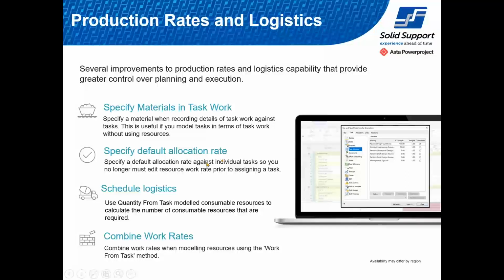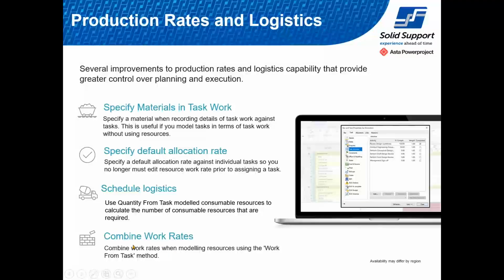Then we got a default allocation rate. So for permanent resources, instead of using their work rate, any number of resources you assign to a task, it will pick up the default allocation rate from the task. Then you got schedule logistics. So now from quantity from task model consumable resources, you can calculate the number of consumable resources required for that activity. That way you can prepare for the logistics. So for example, if you use 600 cubic meters of concrete, if you know the capacity of the concrete mixer lorries, you can calculate how many lorries are needed to bring the concrete on site.